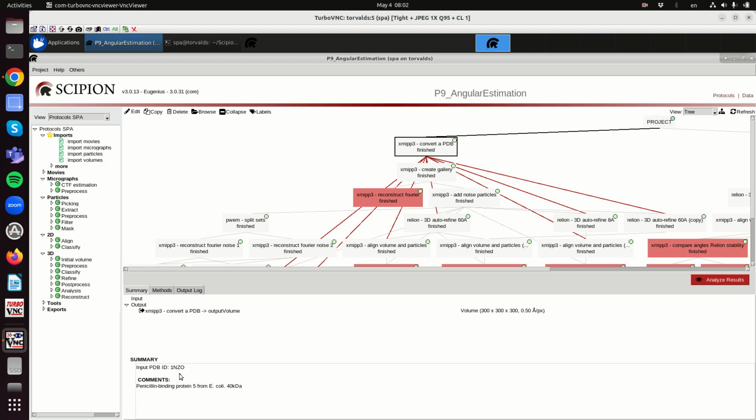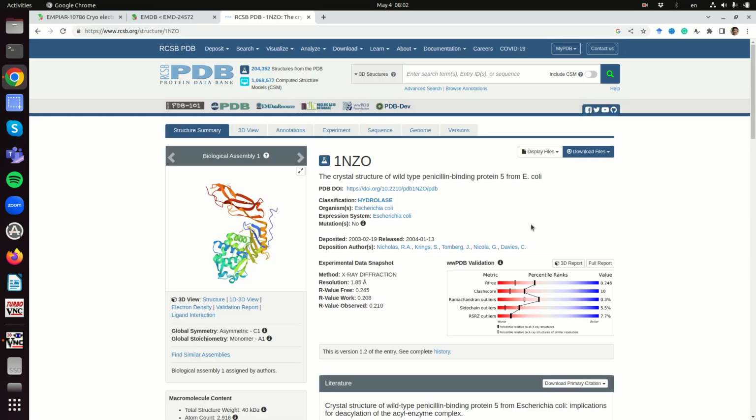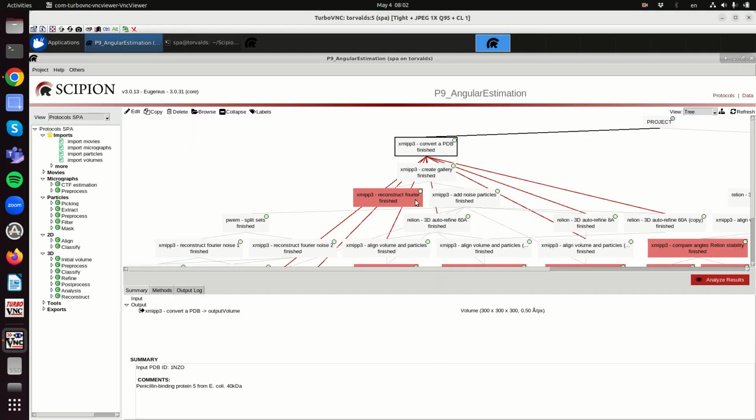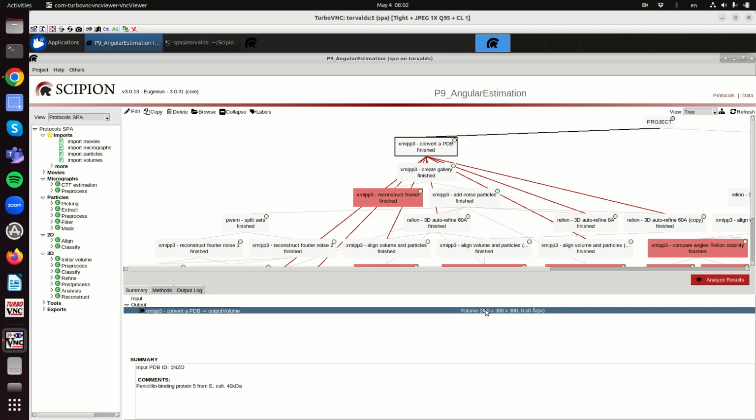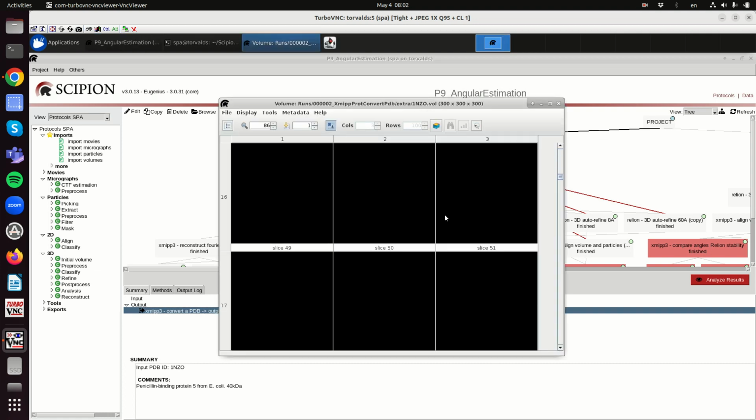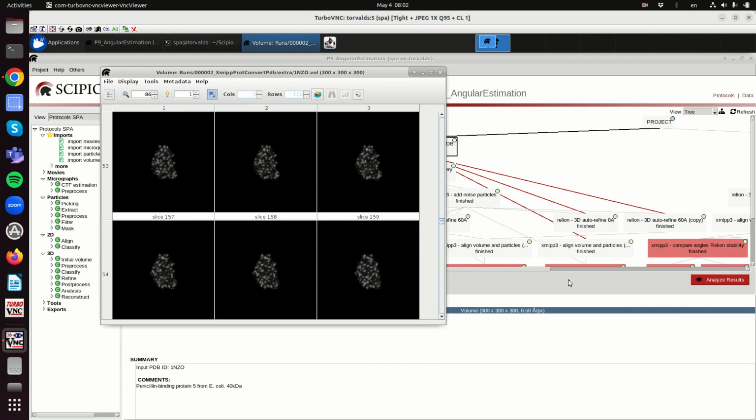So let's start with an atomic structure. It is 1NZO. I have it here. It is the crystal structure of wild-type penicillin binding protein 5 from Escherichia coli. Okay, so it is some structure, and we can see how it looks in our setup. We have 0.5 angstrom per pixel, and it has 40 kilodaltons.